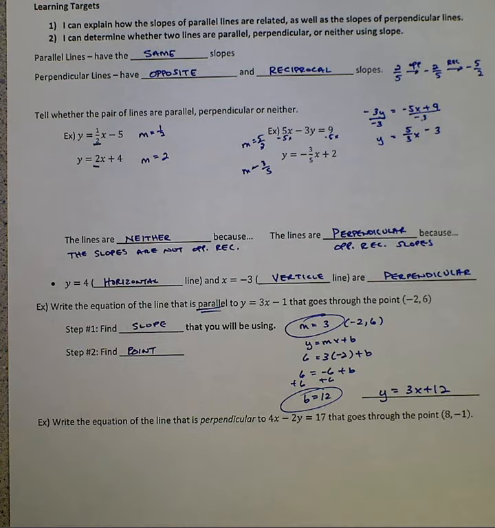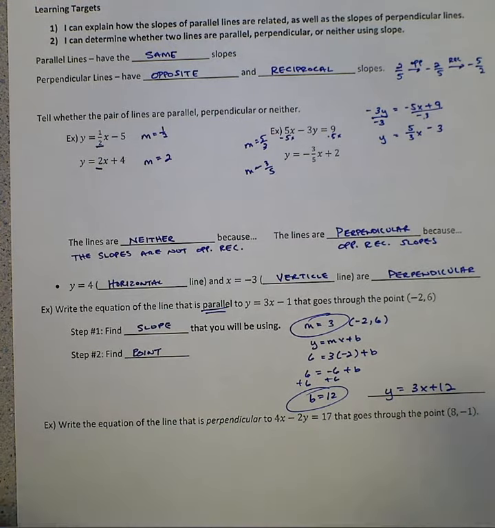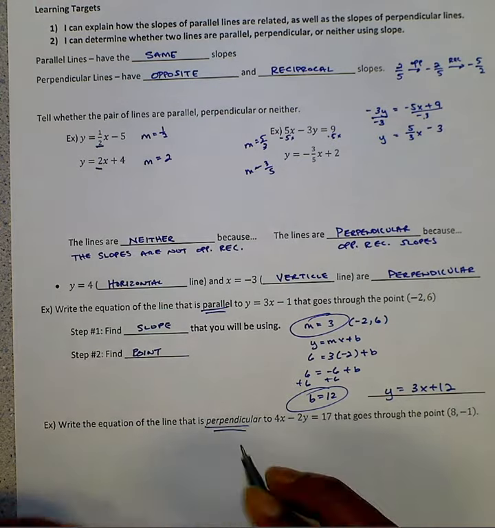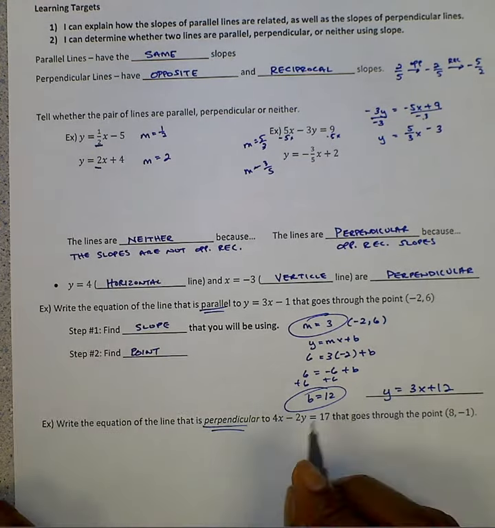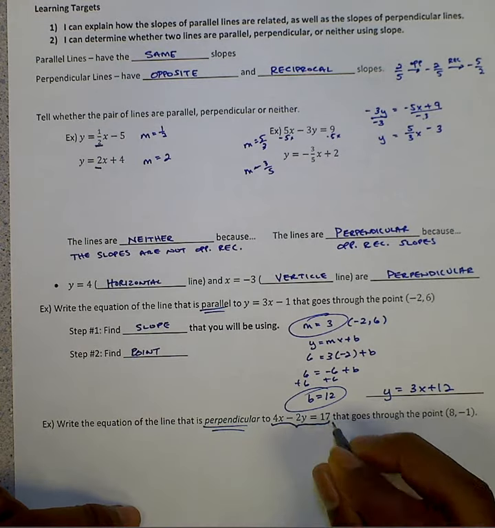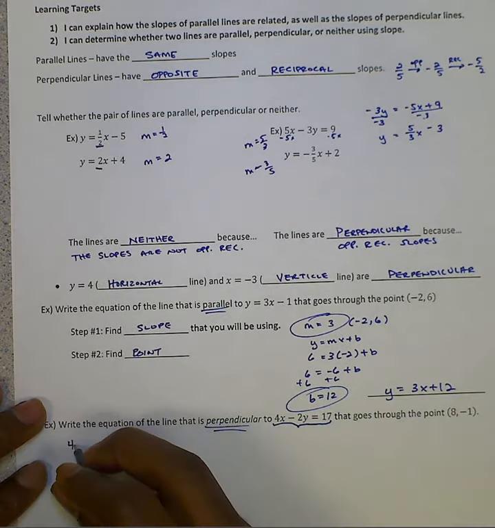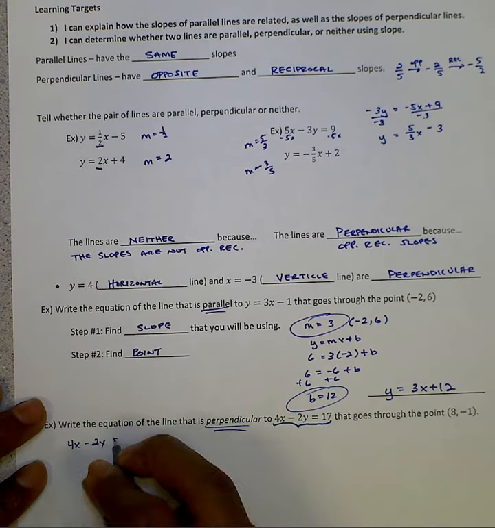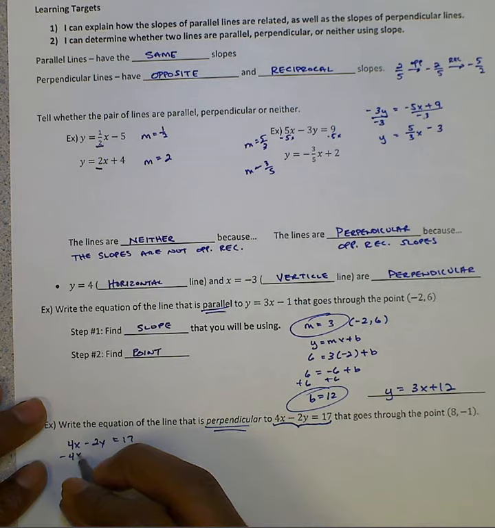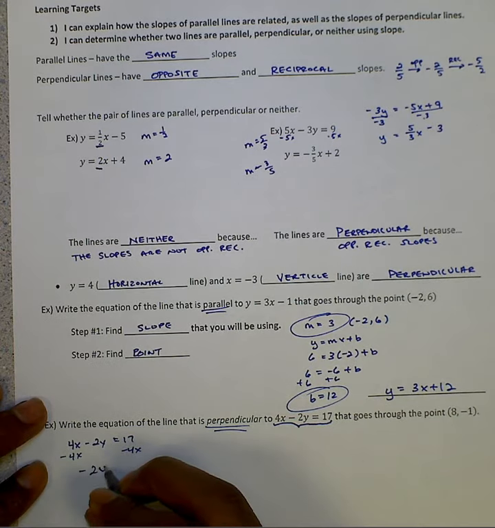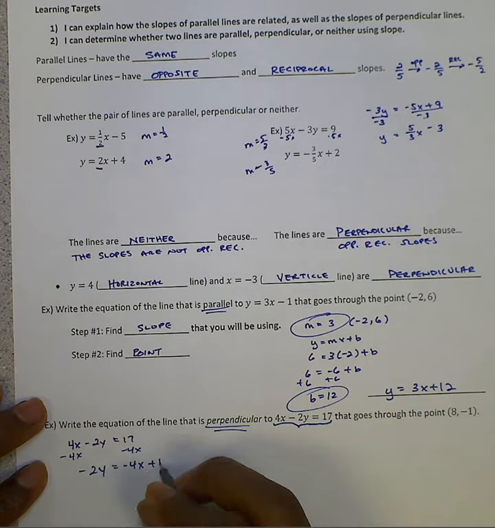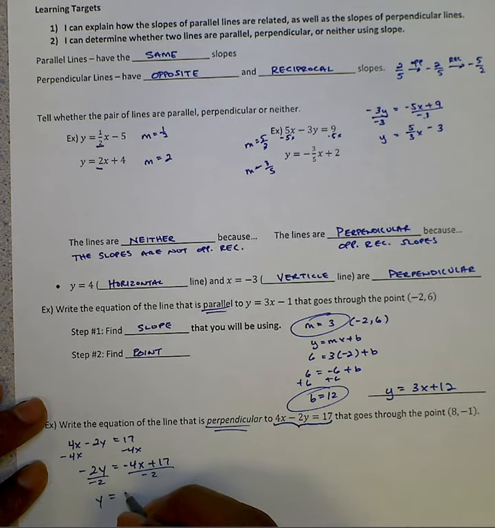Okay. Final question here, it says, write the equation of a line that is perpendicular to 4x minus 2y equals 17 that goes through the point 8, negative 1. So again, perpendicular, that means we need to find the opposite reciprocal slope. Looking at our equation, we don't know our slope yet. So we need to take this and find our slope. Do that by getting y by itself. So I'm going to get y by itself, subtract 4x from both sides. Negative 2y equals negative 4x plus 17. Then I'll divide by negative 2. Get y all the way by itself. And so we'll get y equals 2x minus 17 over 2.